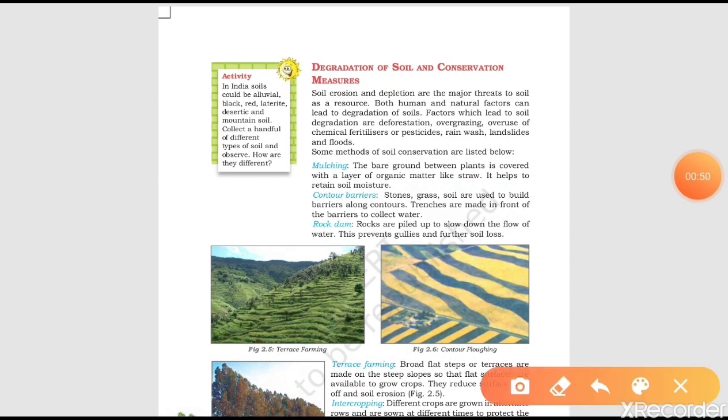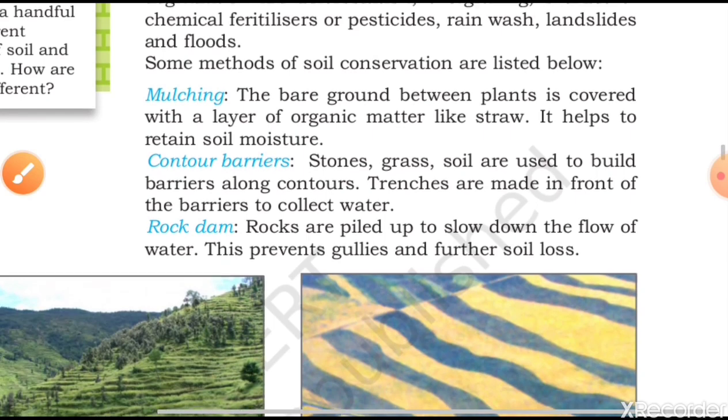What does mulching help in? Mulching helps in soil retention. Okay. Then the next topic is contour barrier.